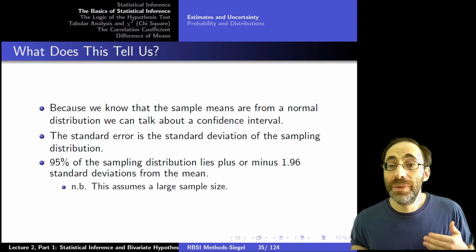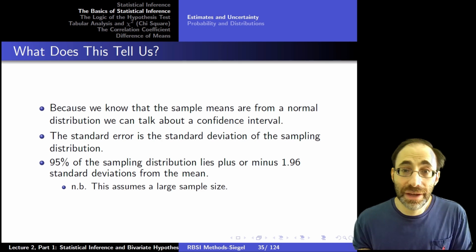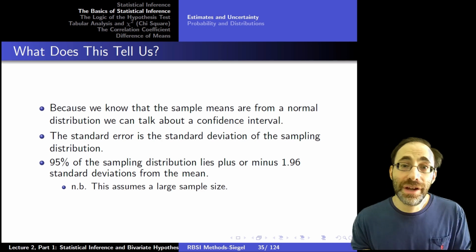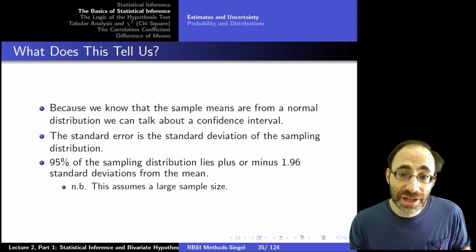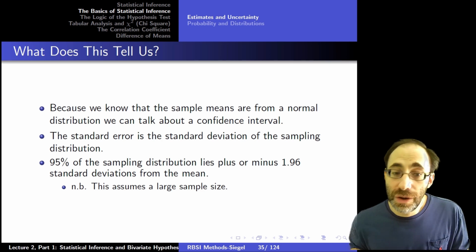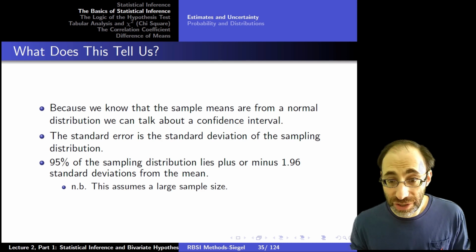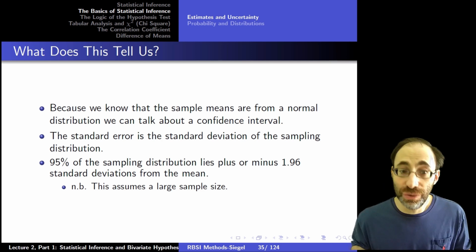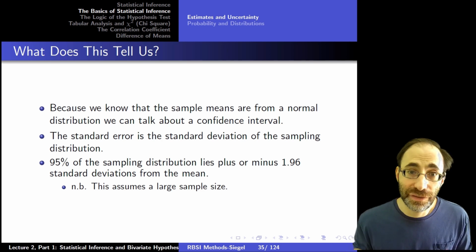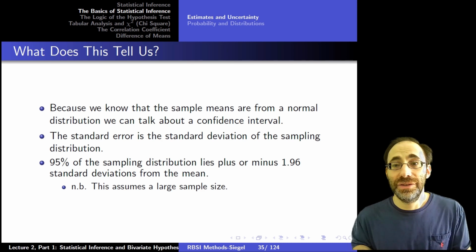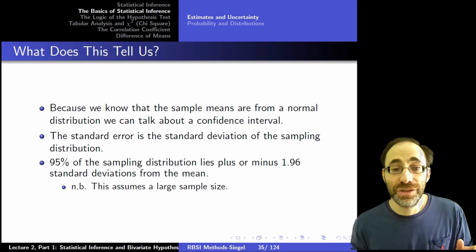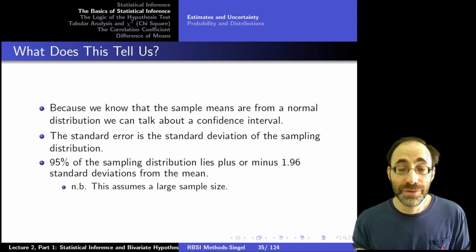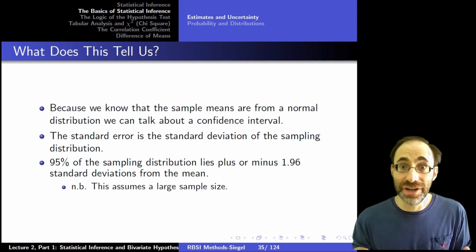Because we have the standard error, and we know the sample means are from a normal distribution, we can talk about a confidence interval. So let's define that. Because the standard error is the standard deviation of the sampling distribution, we know that 95% of the sampling distribution will lie plus or minus about 2 standard deviations from the mean. If you've forgotten that, you go back to the previous set of slides and look at the area under the curve. So 95% approximately of the sampling distribution lies about 2 standard deviations away from the mean in either direction, given a large sample size. And 1,000 is definitely large enough.